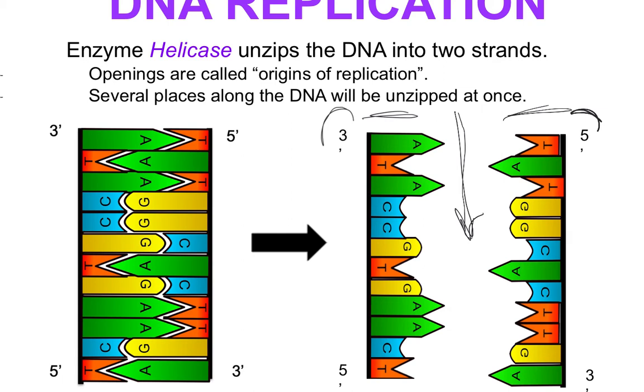Several places along the DNA will be unzipped at once. So it's not like the zipper on your jacket where you're unzipping one zipper at a time. Imagine having like 10 zippers on your jacket and you're unzipping it at one time, and then the zipper that is above it is closing the unzipped component. So this is all running, and it's easier to see in an animation here. But anyway, where it's starting is helicase is going to come and unzip the DNA and start the replication process.